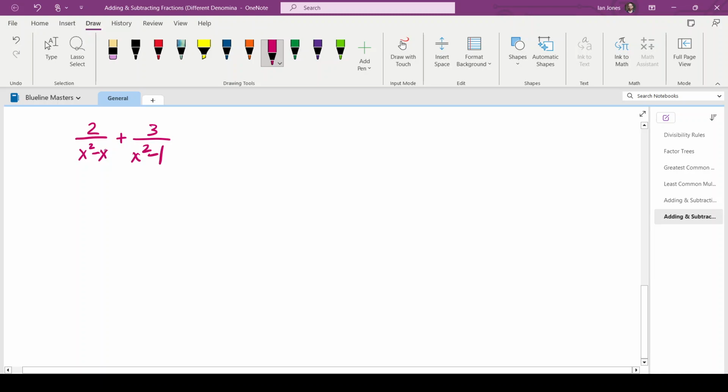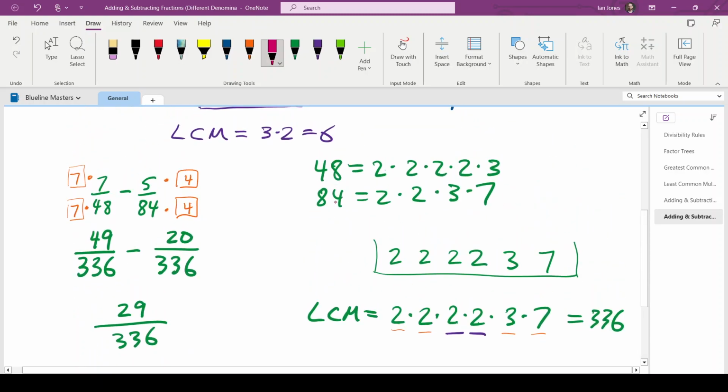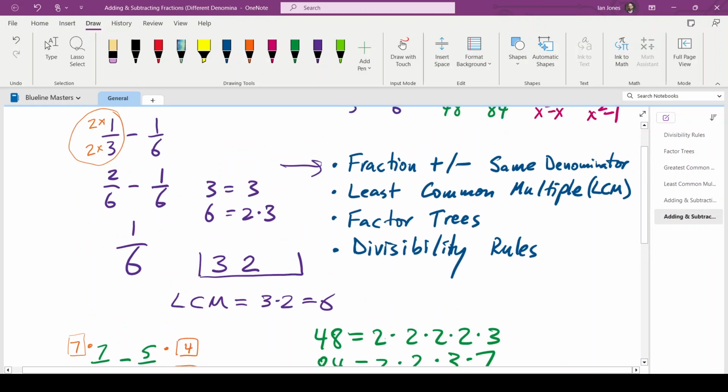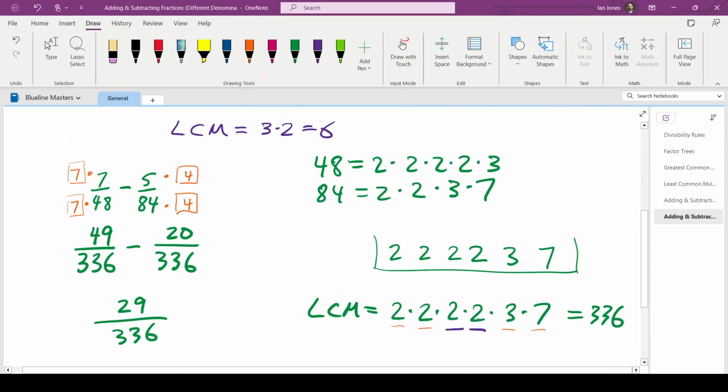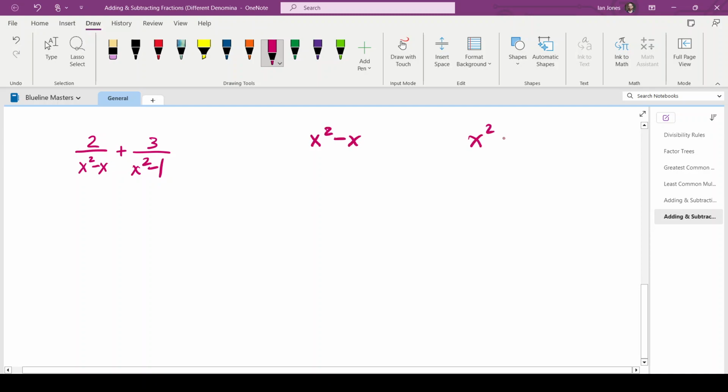Now, we need to factor both denominators, just like we did before in the other questions, right? I took 48 and 84. I found the prime factorizations using factor trees. Here, I showed you that you could do it also by factoring the 3 and the 6, although that was a pretty simple example where you didn't necessarily need to do it. Here, now, you wouldn't normally use factor trees, but you can. There are many ways to factor. I'm going to show you using factor trees just to make a connection here.